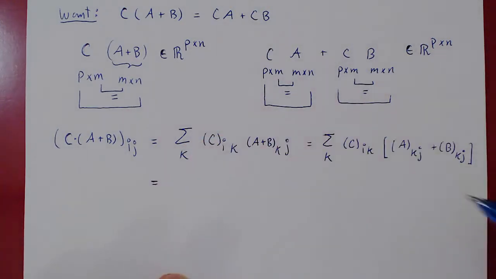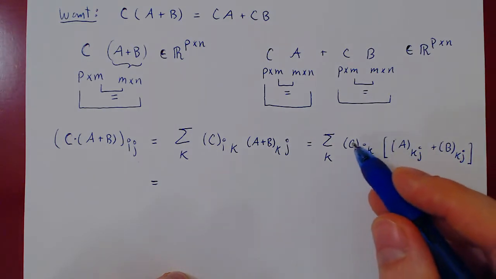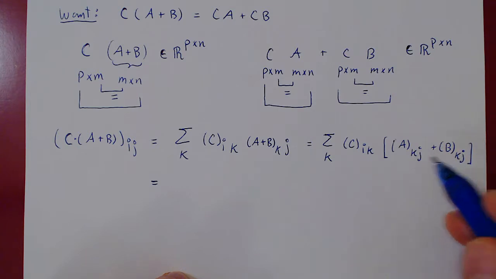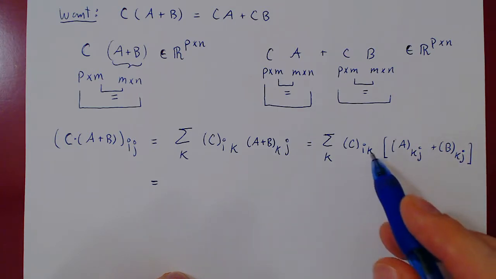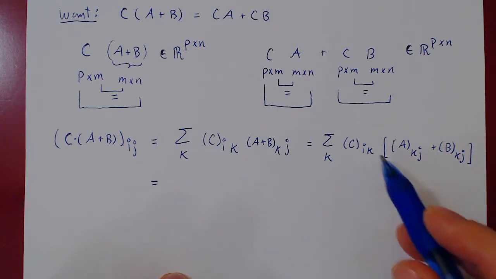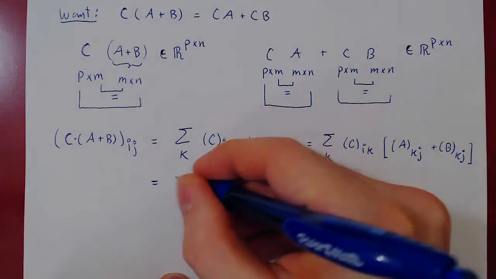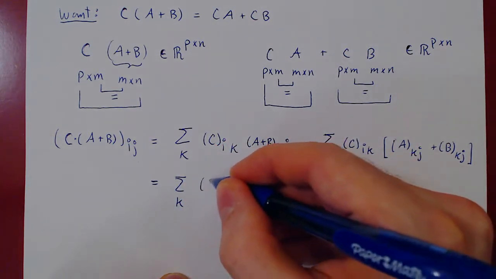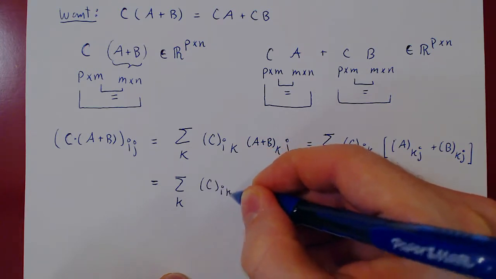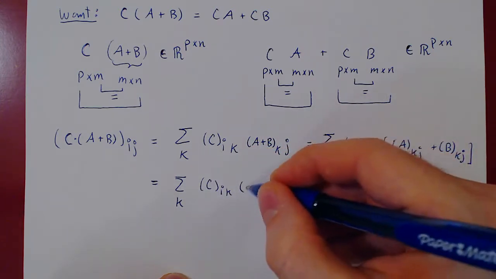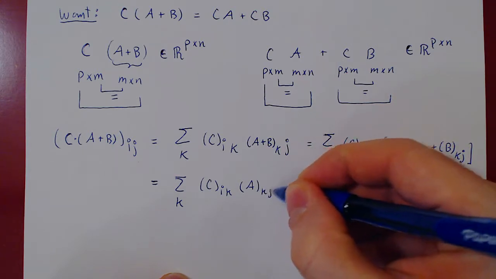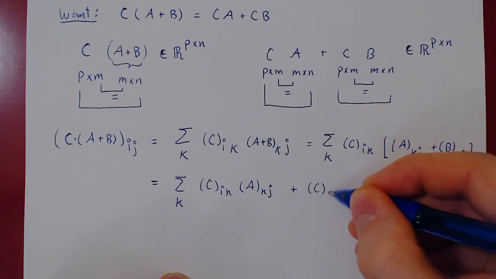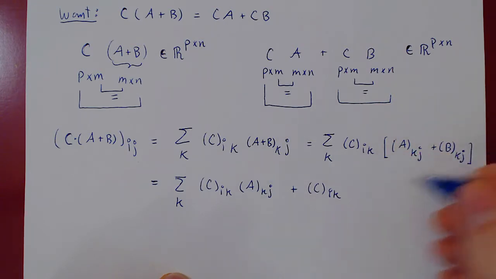But these are just real numbers. This is the entry in C in the ith row jth column, entry in A and B in the kth row jth column. So we can distribute this product since we have real numbers. So we'll have C_ik A_kj plus C_ik B_kj.